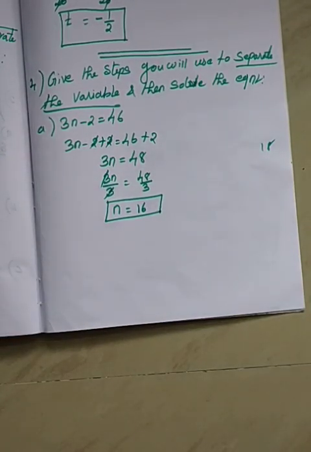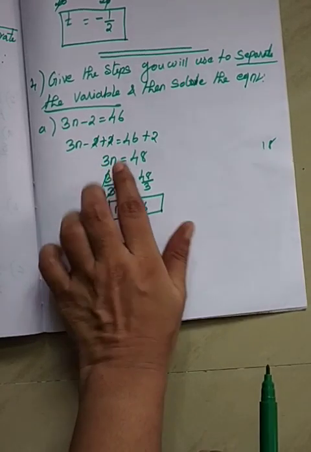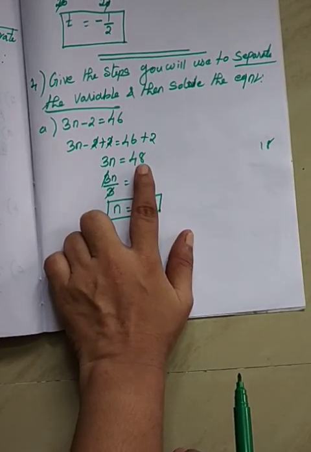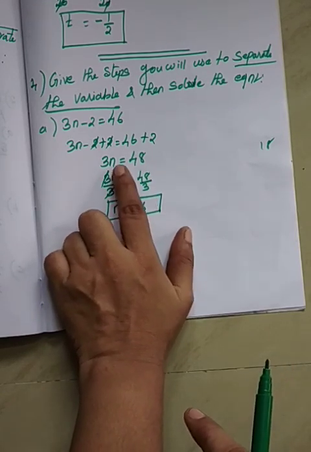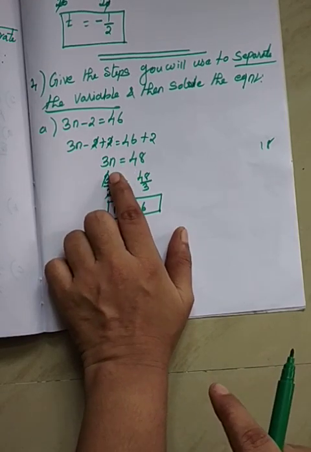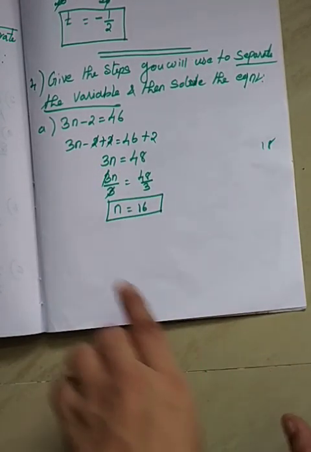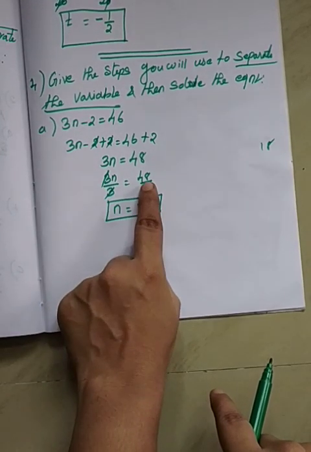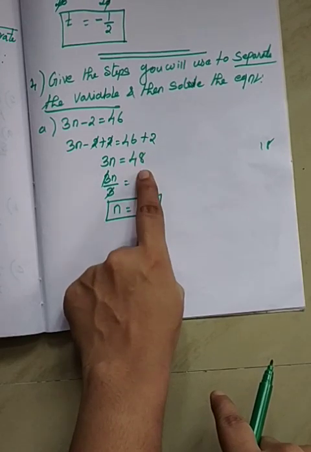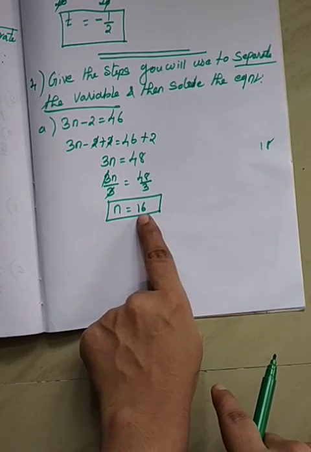Clear? See, the given equation is 3n minus 2 equal to 46. First you have to remove this minus 2, so we have to add 2 to both sides of the equation. You will get 3n is equal to 48. And then you have to separate the variable, that means you have to find the n value. You have to remove this 3, means we have to divide both sides of the equation by 3. On the left hand side, cancel the 3 on numerator and denominator, and on the right hand side 48 by 3, simplification is 16. So n value is equal to 16. Clear?